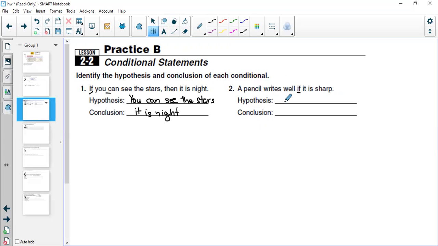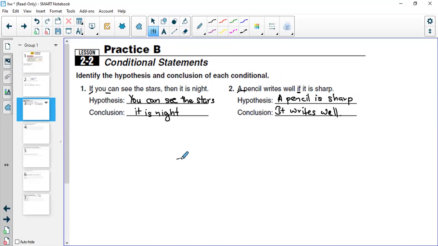We cannot just simply say it is sharp because anyone might wonder what is it. So the question talks about a pencil. So we replace the word it with a pencil is sharp. So what will happen if a pencil is sharp? It writes well. So the conclusion is it writes well, or you could even write the pencil writes well. No problem about the words, but then you need to identify the hypothesis and the conclusion correctly.